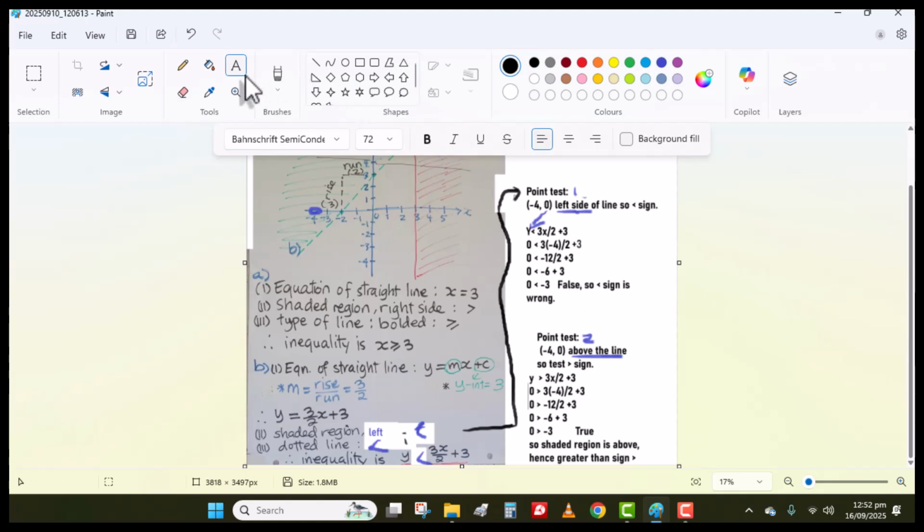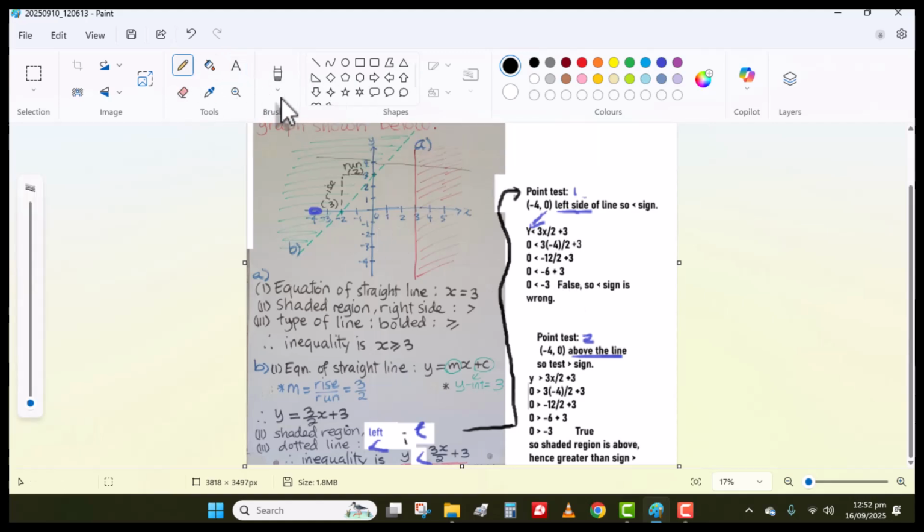So since this statement is false, that means the less than sign is not the correct one. So the greater than sign might work. Let's do another point test and proof check.